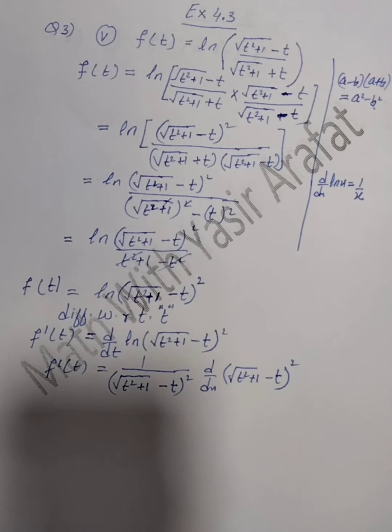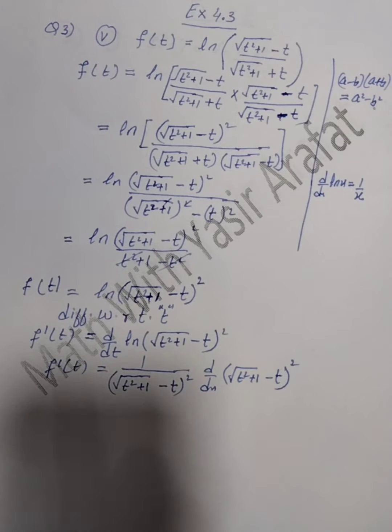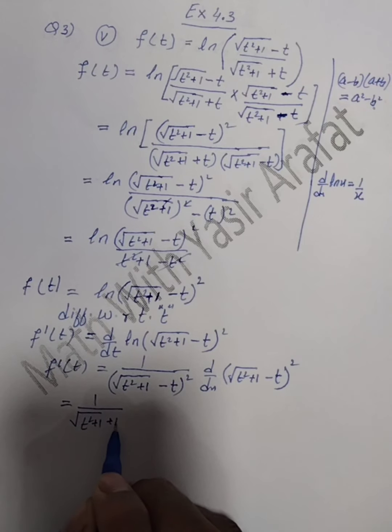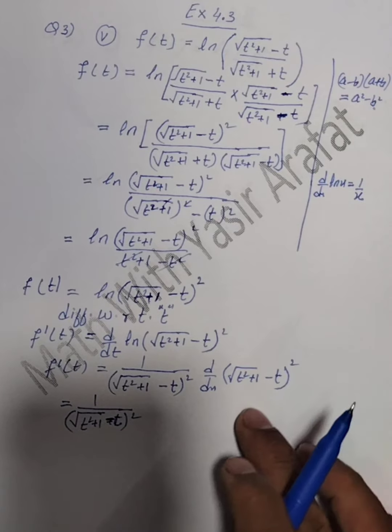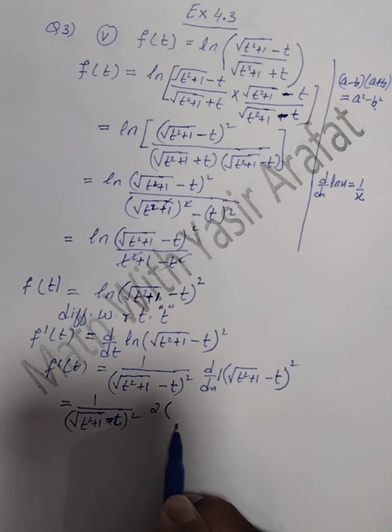Now this is a function with a whole power, so we have to apply the power rule to find the derivative. This is 1 over (radical t square plus 1 minus t) to the whole square. Now dear students, here we apply the power rule: the coefficient is 1, 2 times 1 is 2, and we decrease 1 from the power.